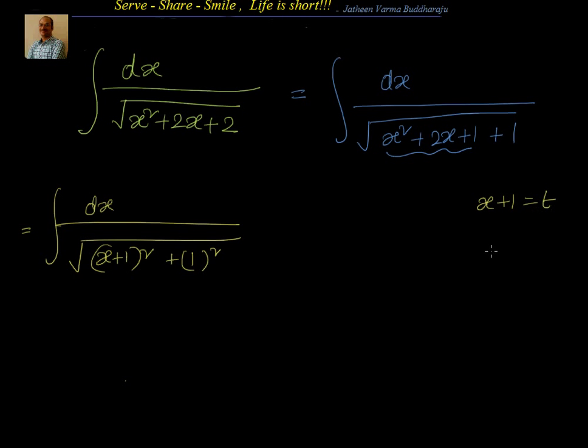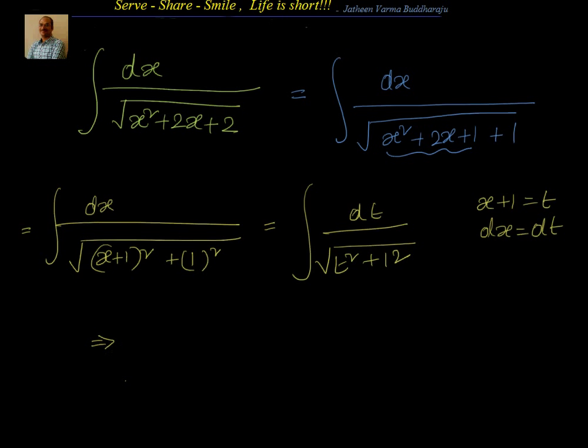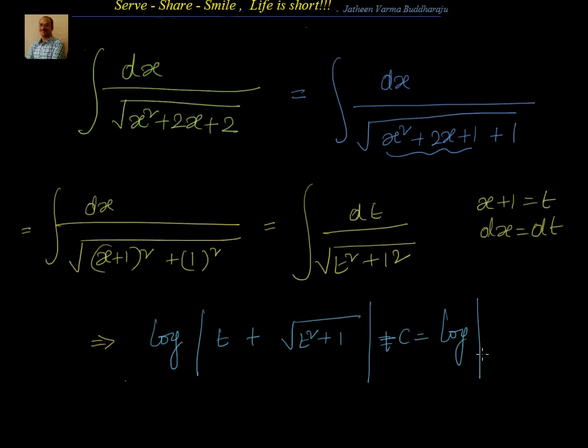We can take x plus 1 equal to t. We will get dx equal to dt. So the next step will be dt by square root of t square plus 1 square. We know the formula for 1 by square root of a square plus x square, that is log of x plus root of x square plus a square. Therefore the answer will be log of t plus root of t square plus 1, plus c, which is equal to log of, t is x plus 1, so we will have x plus 1 plus square root of x square plus 2x plus 2, plus c.